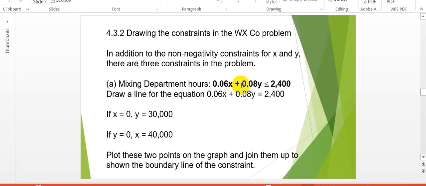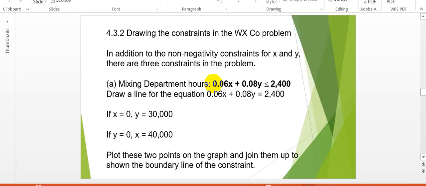So we'll start with the mixing hours in the mixing hour department. We have our inequality as 0.06x plus 0.08y is less or equal to 2,400. We change this into an equation by substituting the less or equal symbol with equals.